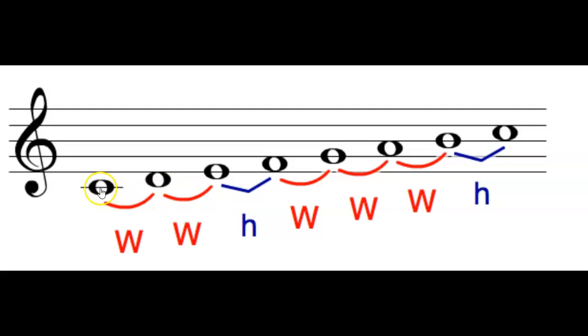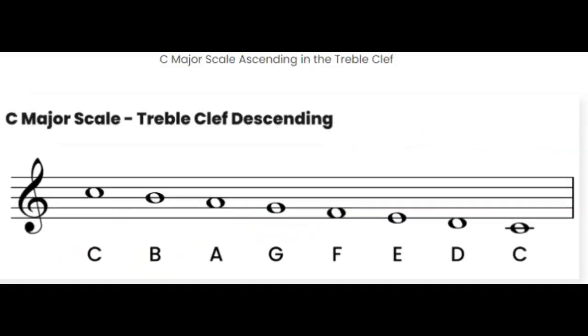So I'm going to write 1, 2, 3, 4, 5, 6, 7, 8 notes. And I'm going to double check: C, D, E, F, G, A, B, C. So this is ascending. And then I'm going to have the half tones, the semitones, the ones in blue. 1, 2, 3, 4, I'm going to have a slur, and 5, 6, 7, 8. Let's look at C major scale, treble clef descending.